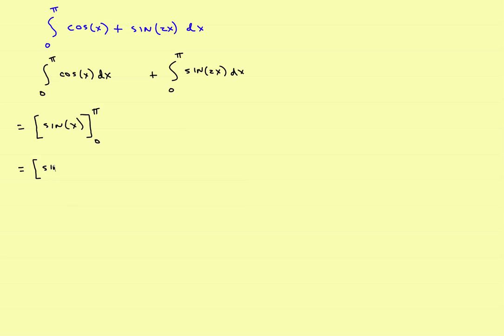plug in the pi, so the sine of pi, then minus the sine of 0. Well, the sine of pi is 0, and the sine of 0 is 0. So you get 0 minus 0, which is 0. Now that is half the answer to this thing. That takes care of this.